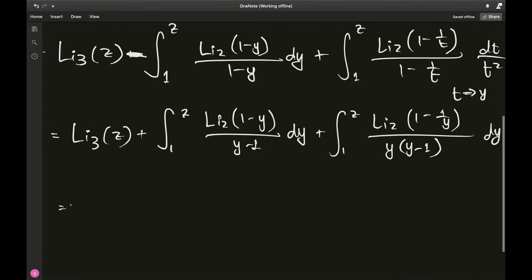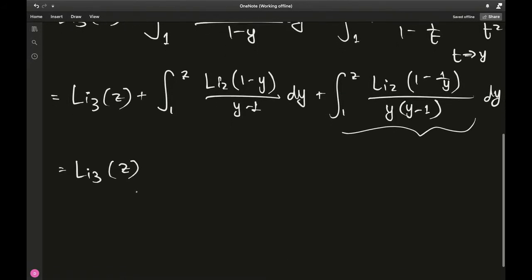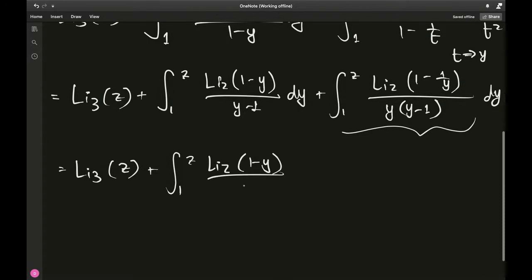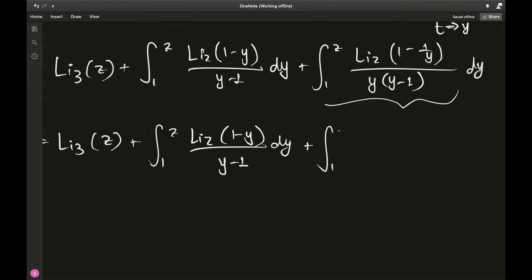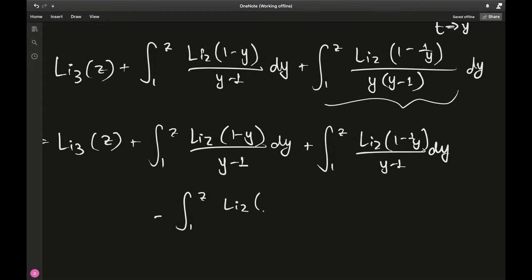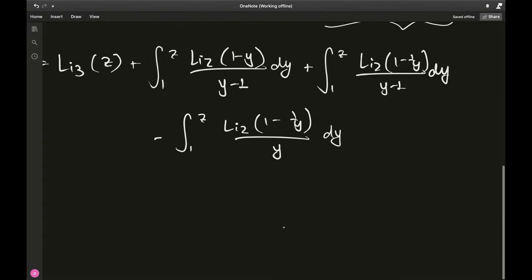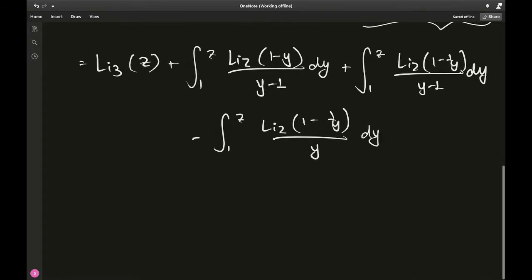Now what I want to do is actually apply partial fraction decomposition on this guy over here. So we just have trilogarithm of z plus integral from 1 to z dilogarithm 1 minus y divided by y minus 1 dy. Now applying partial fraction decomposition is pretty trivial on this guy. We have integral from 1 to z dilogarithm of 1 minus 1 over y divided by y minus 1 dy minus integral from 1 to z dilogarithm of 1 minus 1 over y divided by y dy.